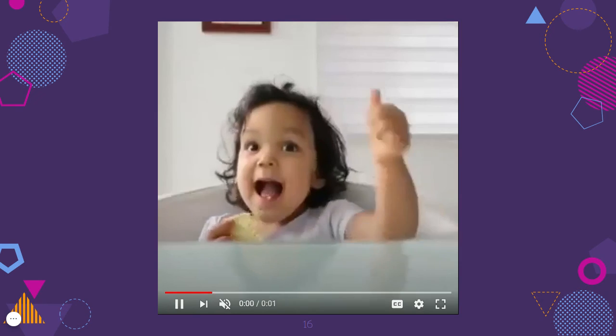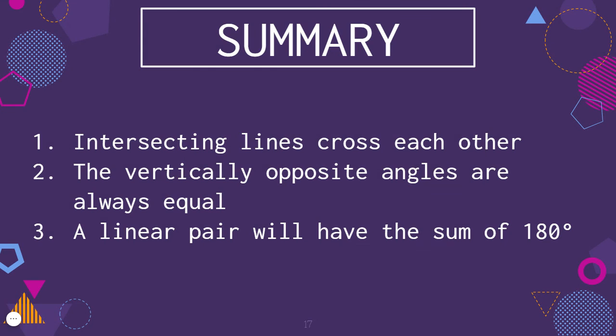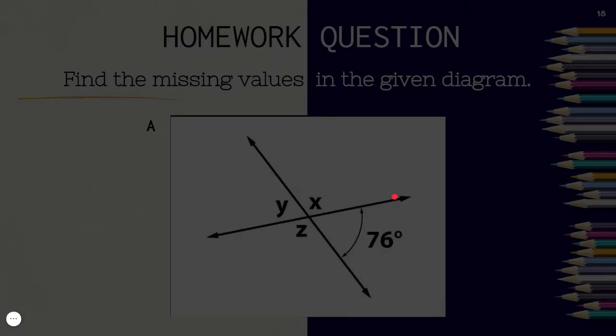And now, just want to give you a thumbs up for trying this difficult sum by yourself. And now just summarizing, what did we just learn? We saw about vertically opposite angles. First one, intersecting lines. How do they look like? They cross each other. Next, the vertically opposite angles are always equal. Third one, which is a very important point, is a linear pair will have the sum of 180 degrees. That means you need to know these three points before solving any sum for vertically opposite angles.